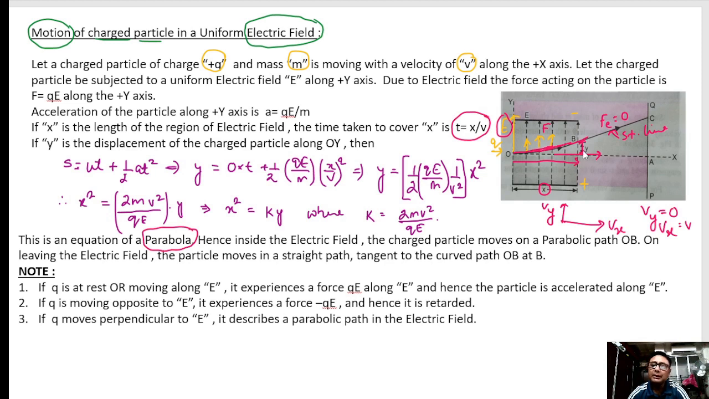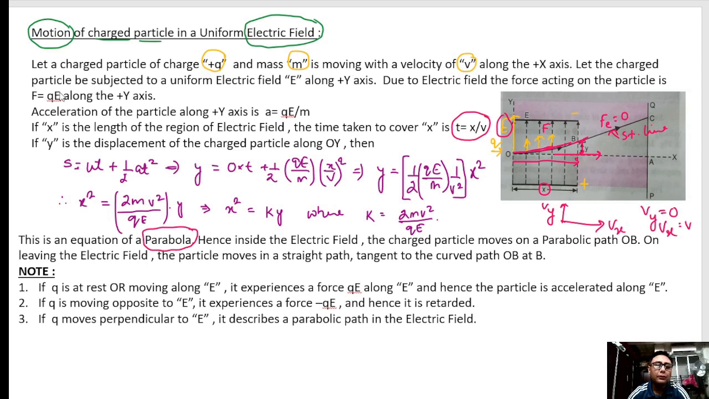In that same time, the particle will also move up. Clear? So let the vertical displacement be y. So now we know there is a force acting due to the electric field.